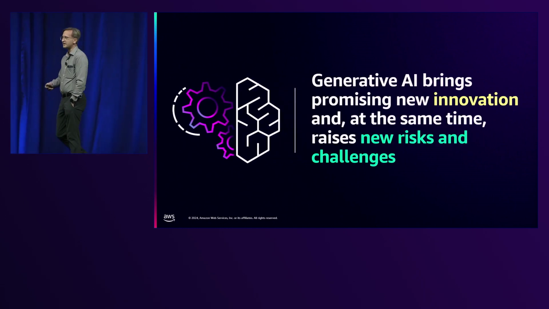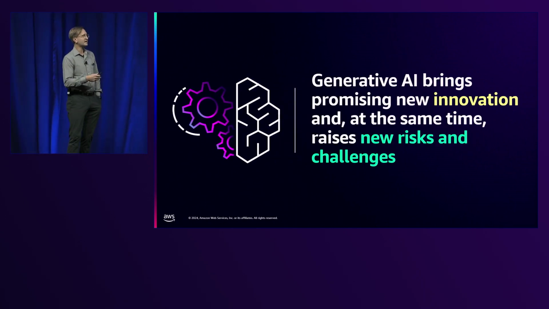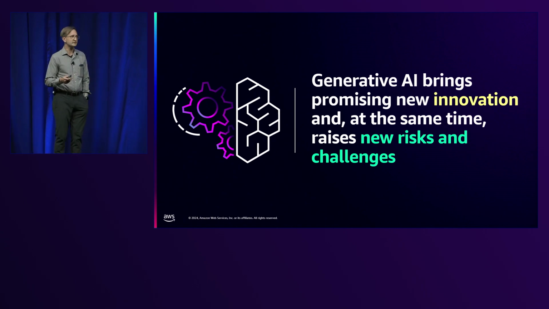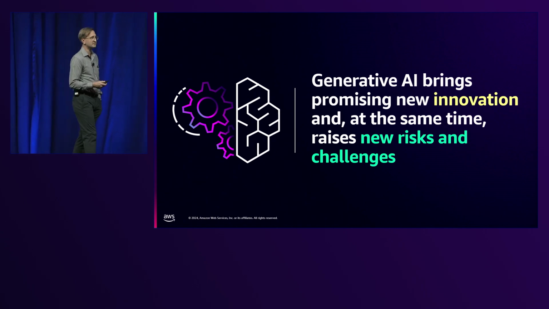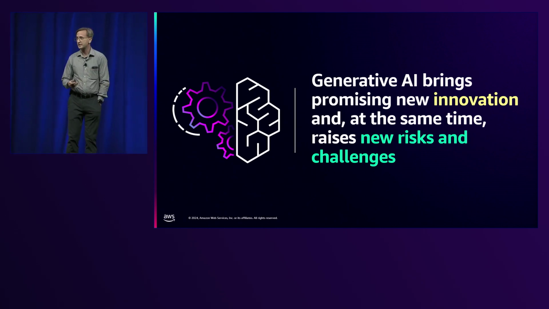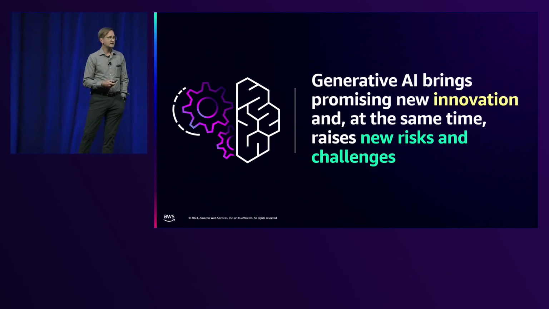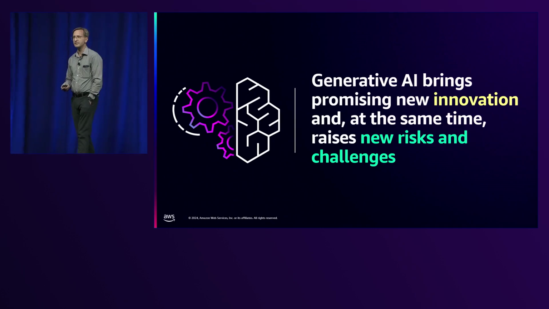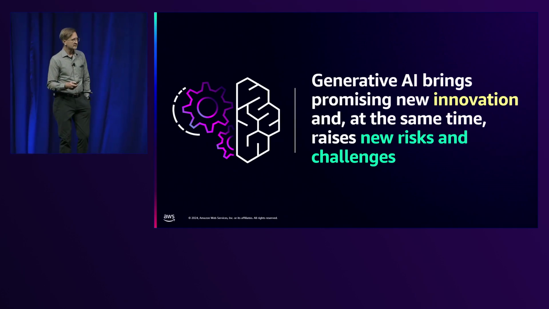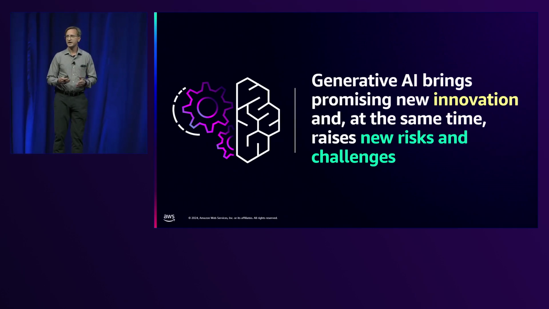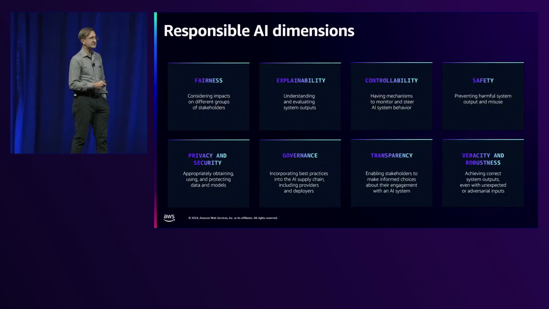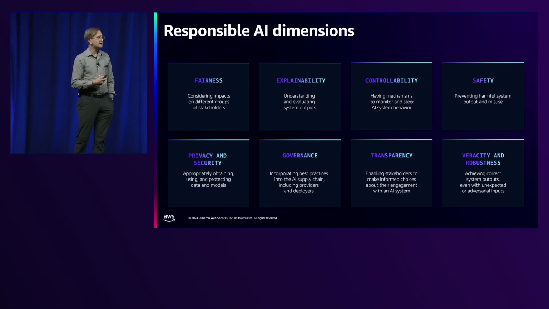So we'll get started, and I'm not going to tell you a lot about how generative AI powers new innovation. We've heard a lot about that from a ton of different people, probably a lot of folks at this very conference. But what we are here to talk about is how we can address some of the new risks and challenges that come with the adoption of this new and emerging technology. There's a lot of information out there, and what I'd like to do is start with the 8 different dimensions that we at AWS use to define responsible AI.